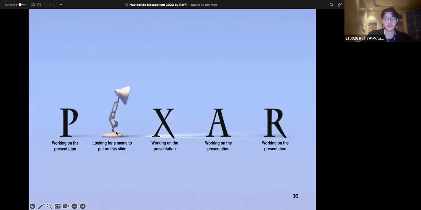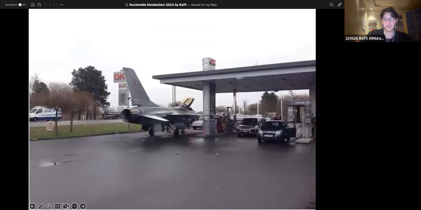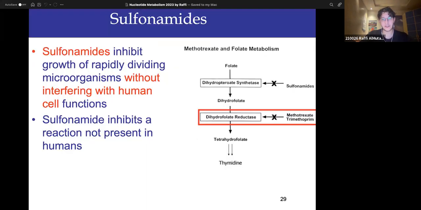Let me go back to that slide just to show you. Okay, so right here, trimethoprim, for example, we said that it's an antibiotic that inhibits this step. This is found in both humans and prokaryotes. Now, sulfonamides, on the other hand, they will target a step that's only found in bacteria, which would be dihydropteroate synthetase.